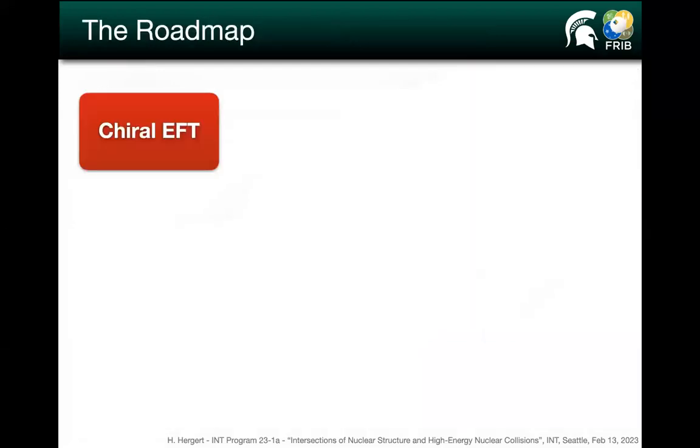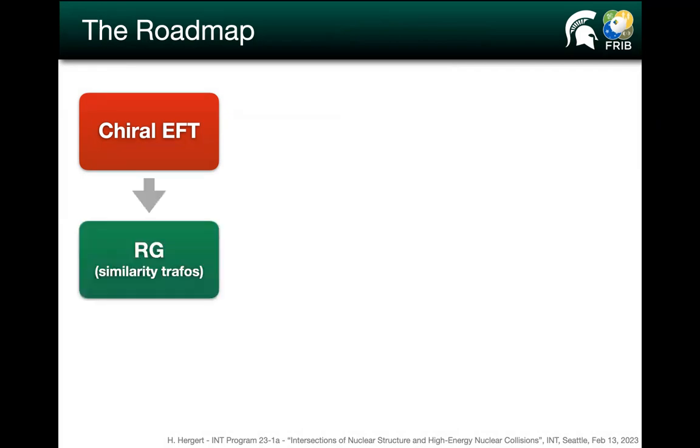So the roadmap for how we can get from low energy QCD to nuclear structure has a couple of stations along the way that I want to illustrate here. The first of these is chiral effective field theory. We're not working directly with quarks and gluons. That would be nightmarish in terms of the number of degrees of freedom you would have to handle. Instead, we work with pions and nucleons as our degrees of freedom.